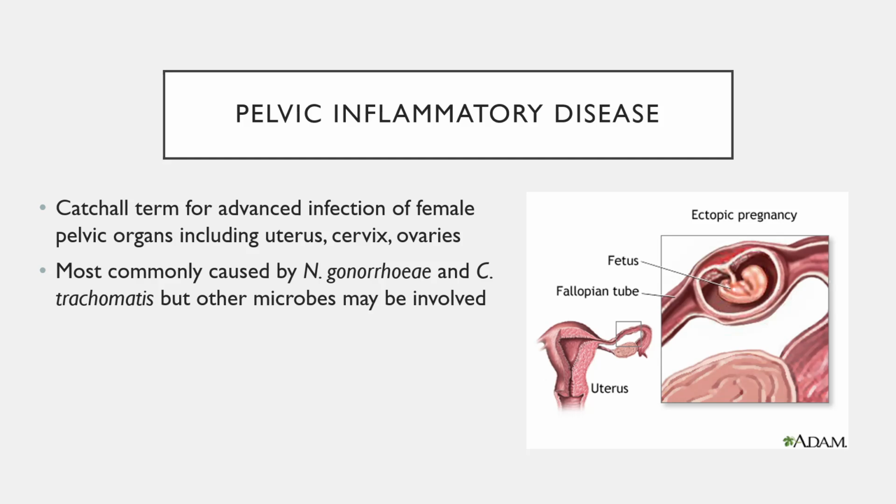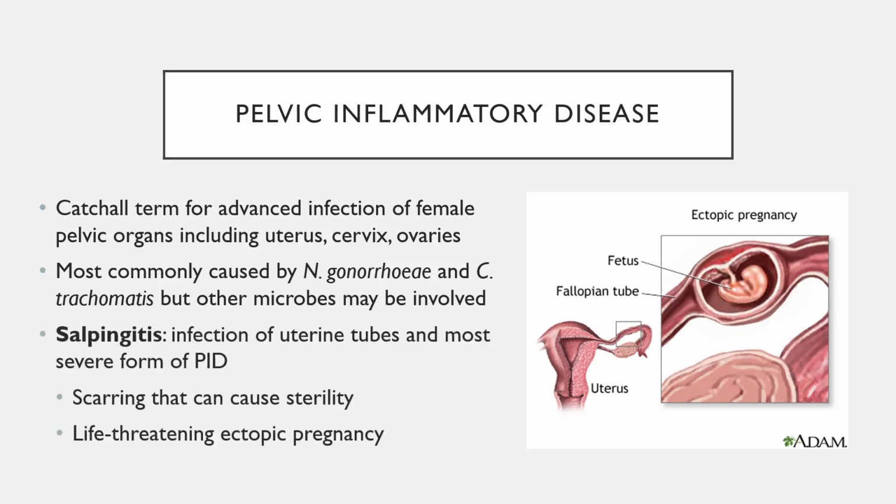But the most dangerous form of pelvic inflammatory disease is called salpingitis, and this is where the infection localizes in the fallopian tubes, and it's particularly severe because that infection of the fallopian tubes can cause scarring that can lead to sterility, because the fallopian tubes are the tubes through which the eggs will pass out of the ovaries on their way to the uterus.